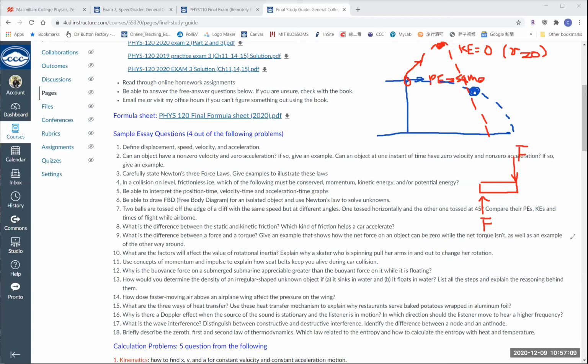Okay, what else? Okay, number 10, what factor affects the value of the rotational inertia? To change that, you can change the mass. And the inertia is the I that we're talking about. So if you have more mass, you're going to have more rotational inertia, which means more mass is harder to rotate. Okay.